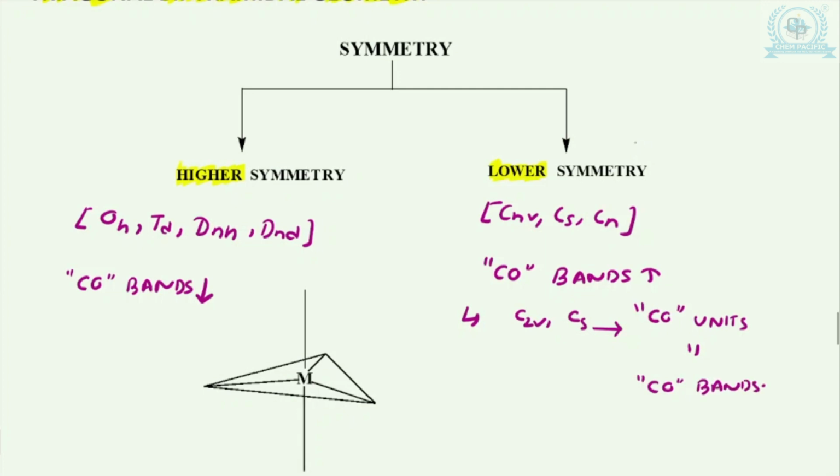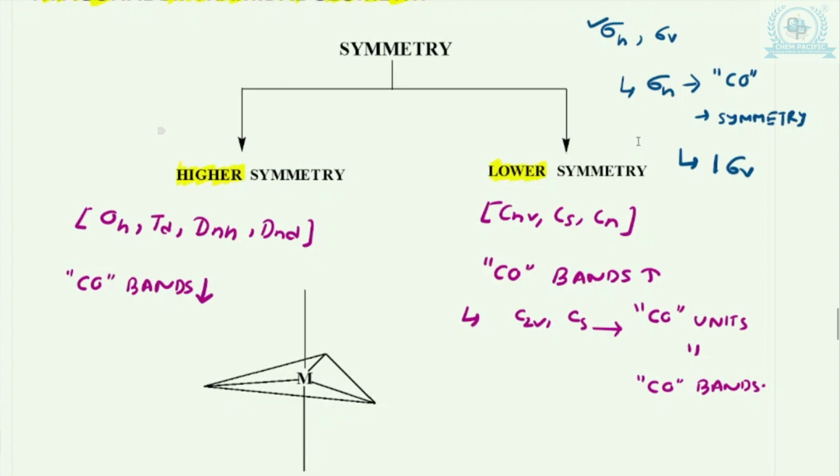And one more important thing I would again love to recapitulate: if you have both sigma H and sigma V planes, we prefer to study the sigma H plane, because a sigma H plane results in fewer inequivalent CO units or more equivalent CO units. It results in more symmetry. So if we have two planes, one sigma V and one sigma H, we take the sigma H into consideration. And if we have more than one sigma V plane, we only take one into consideration, not all the sigma V planes of the same complex.